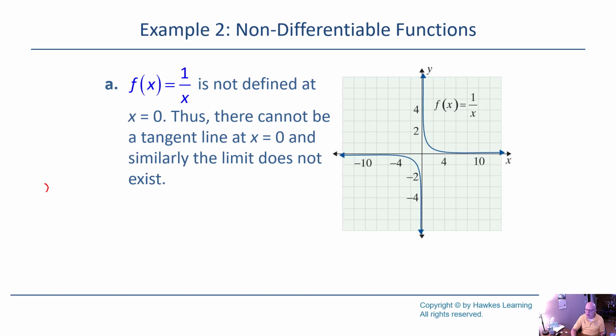Here's an example. F of x equals 1 over x. If you graph it, take a look at that. Notice there's no tangent line at x equals 0, so the limit doesn't exist at x equals 0. Now the derivative does exist, remember, back here, because there are no problems there. It exists a lot of different places, but not around x equals 0.